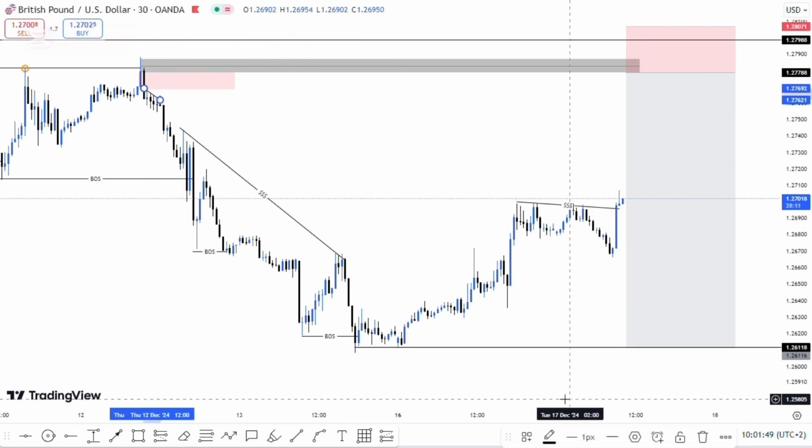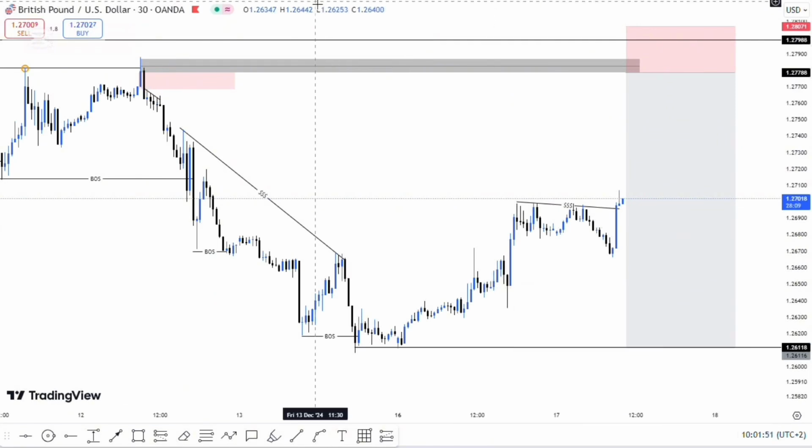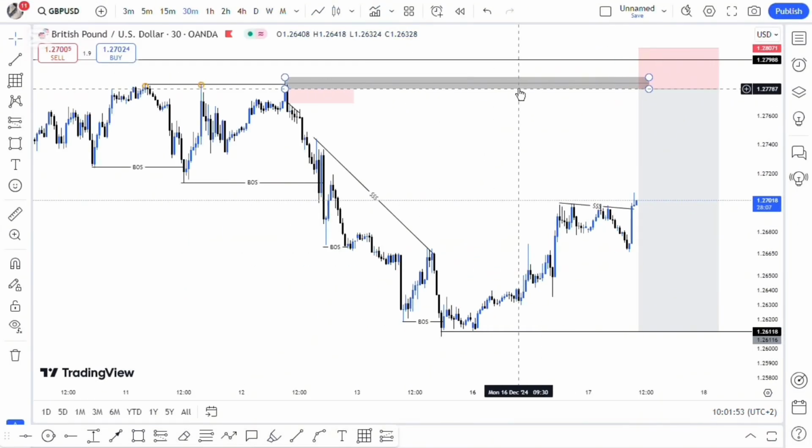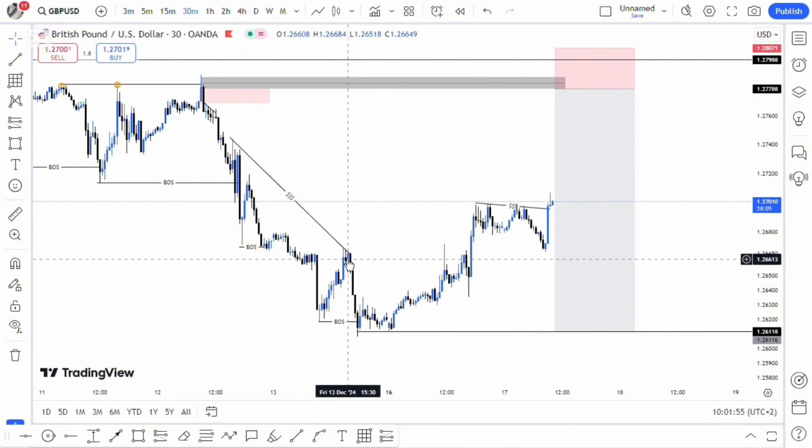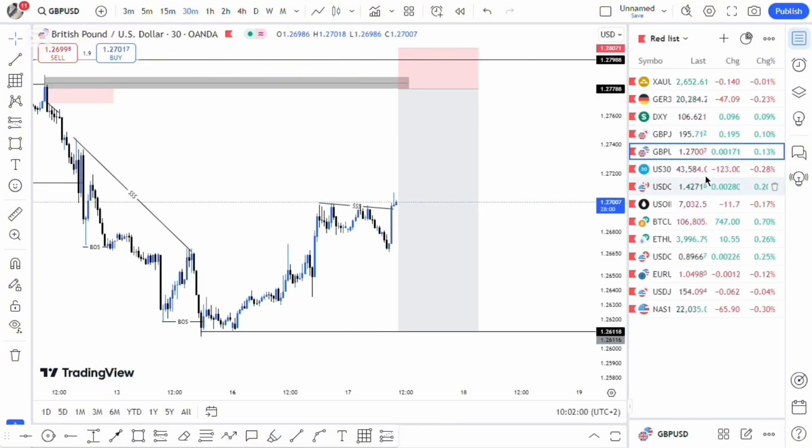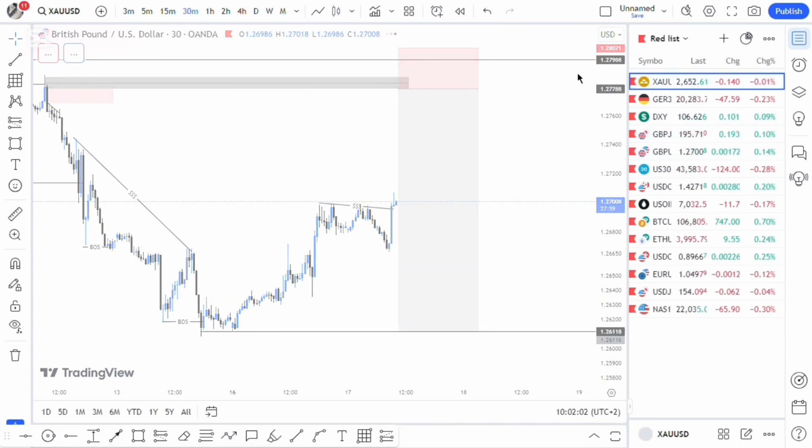So now what I need to do is just wait for price to tap into my origin, and then I'm placing my sell trades. I'm not going to wait for any more confirmations. So this is what I do.